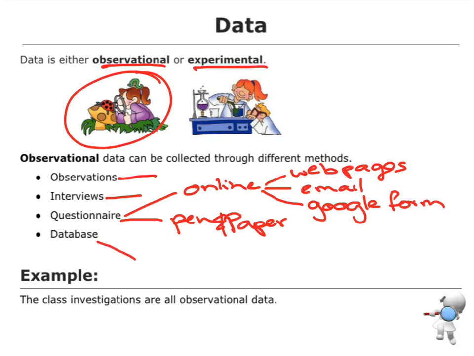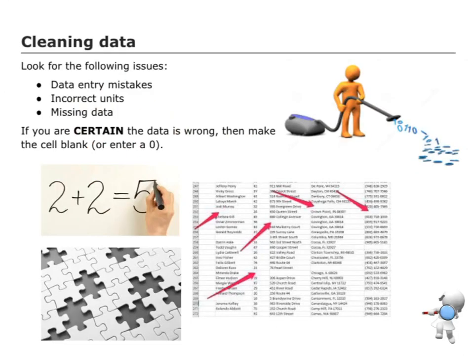Or a database. So that's like our KMA system where we record the student information. That is a database. So the stuff we've done in class is all observational so far. So let's have a look at cleaning data.